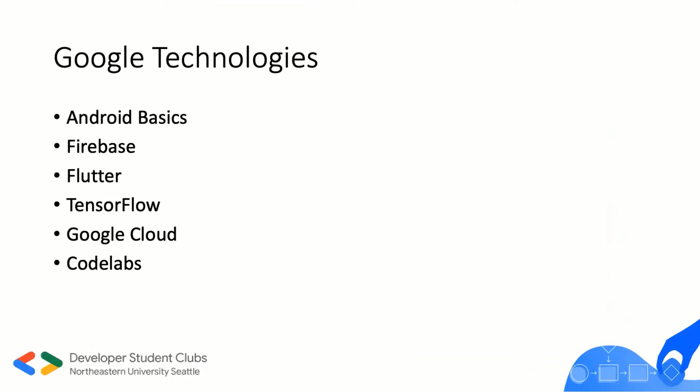Yeah, thank you, Erica. So here I'm going to talk about some of the Google technologies you can use. The first one is Android and Firebase. With Android, you use the programming language Kotlin to build an app for Android. And Firebase provides a lot of tools for us to build and run our applications.